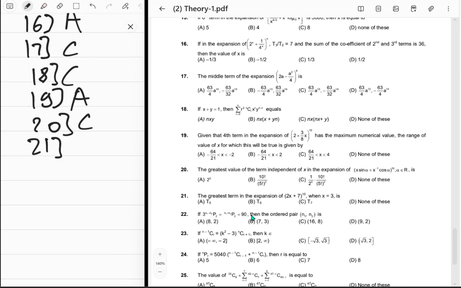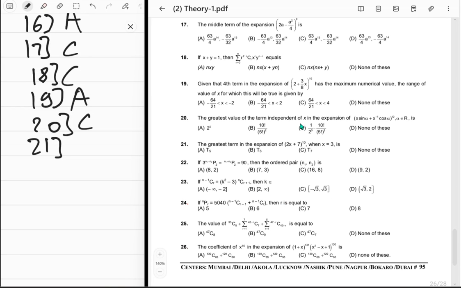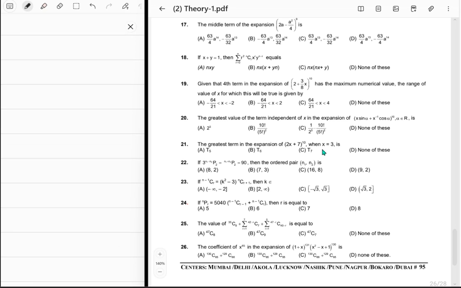The greatest term in the expansion of 2x plus 7 to the power of 100, where x is equal to 3. So once again, we figure out what the mu is and everything, and do it. So our a will just be 11 upon 1 plus mu, which is 1 plus the first term upon the second term, right?